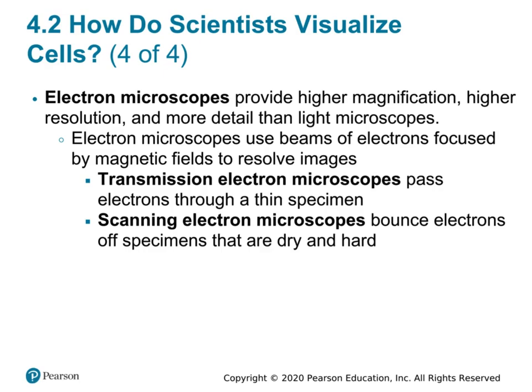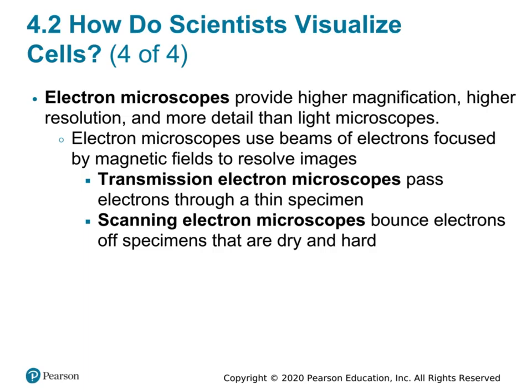But electron microscopes provide the highest magnification and resolution, higher than light microscopes. Electron microscopes actually use beams of electrons focused by magnetic fields to help create an image of different tissues or atoms or specimens. There are two different types of electron microscopes: transmission electron microscopes, sometimes shortened to TEM, and they actually pass electrons through a thin specimen. So they let you see more of what's inside of a cell or specimen. You also have scanning electron microscopes, shortened to SEM. They bounce electrons off specimens that are dry and hard, and that lets you see more of the topography or surface of your specimen.